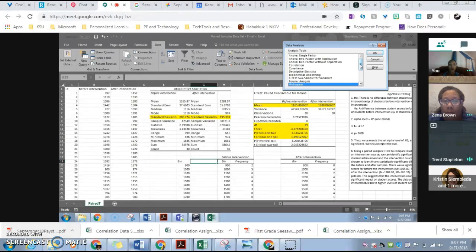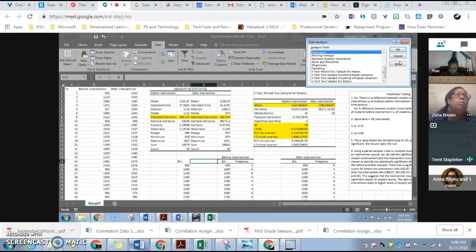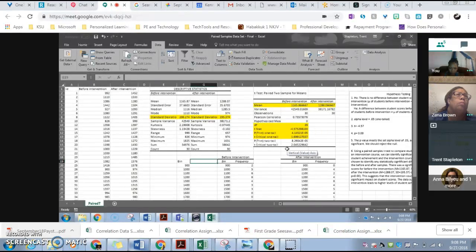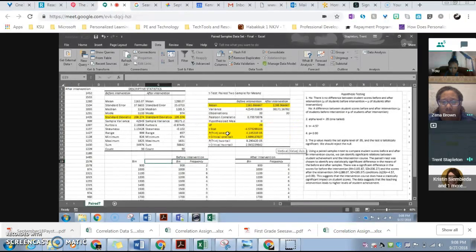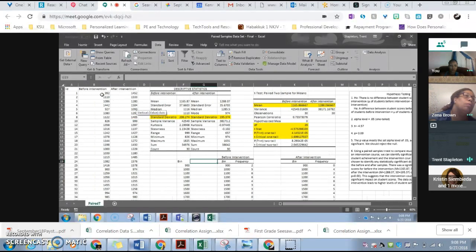And this paired two sample for means gives me these statistics. I was just talking about the tails, the one tail and the two tails. For this one, we want to see if there was any positive growth, if there's some type of correlation with higher scores after the intervention. So we just use the one tail because we only want to see that it traveled in one direction. We're not interested in seeing if it's creating negative growth with our students. We want to see the positive growth.